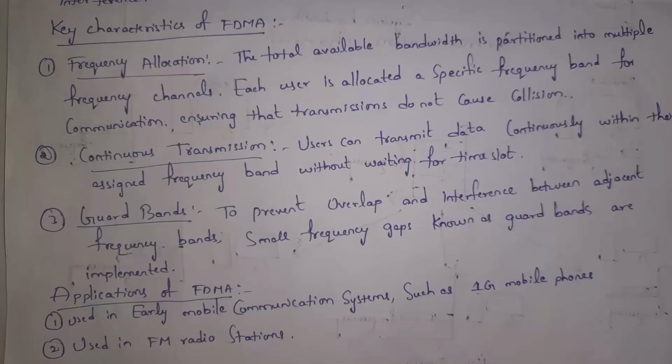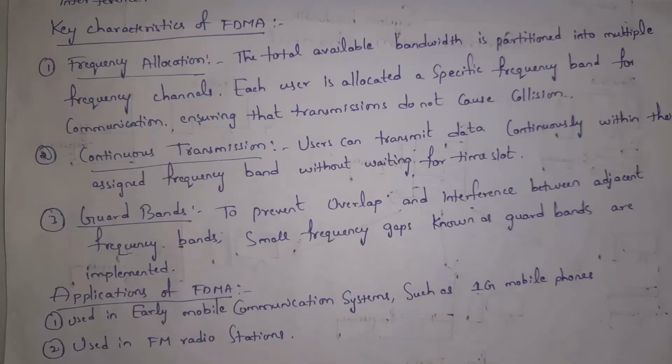And the first one is frequency allocation. As I already said before, each user will get one frequency band. By using that band, users can communicate. And the second one is continuous transmission. Guys, all devices can transfer data at the same time. So there is no need of waiting for a time slot. All users can send data at any time. So there will be continuous data transfer.